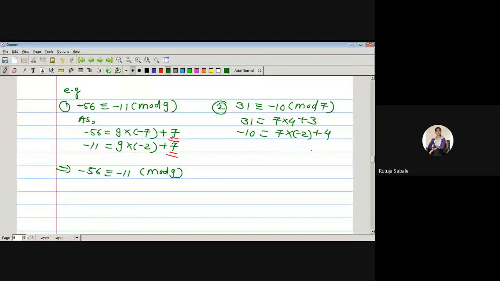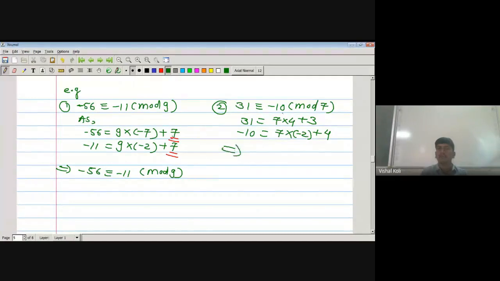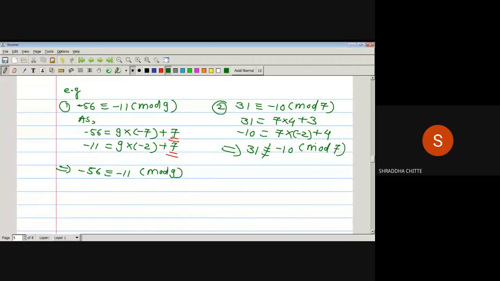The remainder is not the same. 4 and 3 are different, which implies 31 and minus 10 leave different remainders when divided by 7, which implies 31 is not congruent to minus 10 modulo 7. Okay.